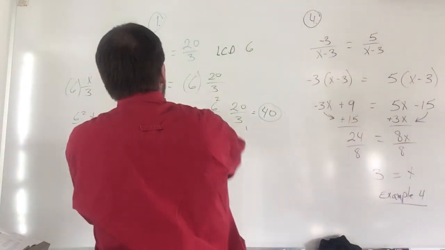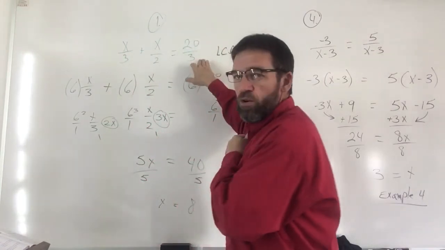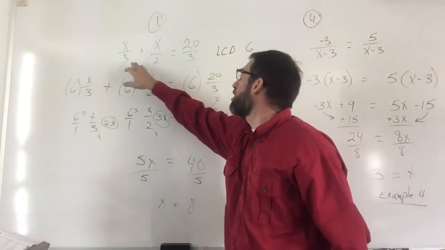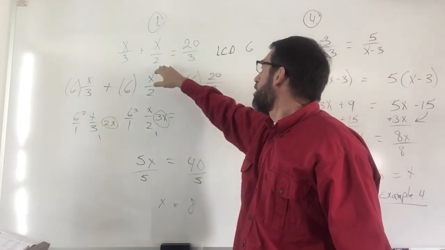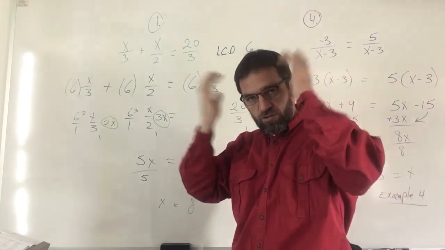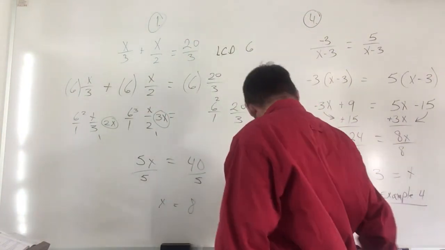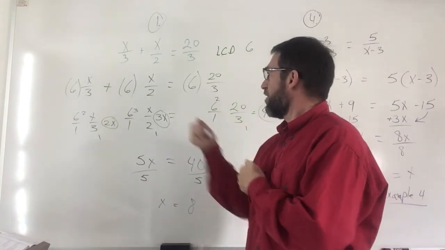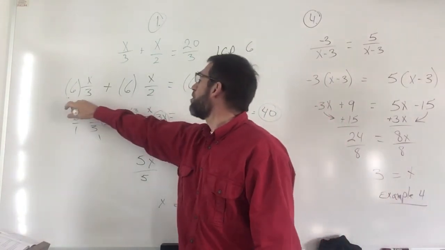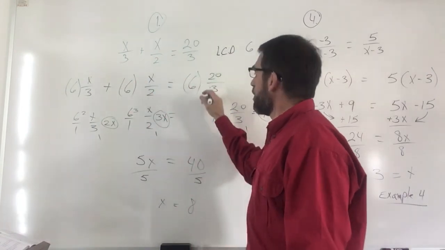So to start with, it's x/3 plus x/2 equals 20/3. You get the least common denominator of 3, 2, and 3. Well, you don't have to do much figuring, it's just 6. Least common denominator is 6. Now I need to multiply everything by 6, so I did that here: 6 times x/3, 6 times x/2, and 6 times 20/3.